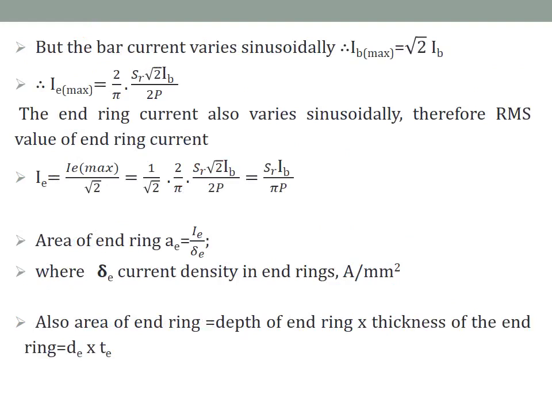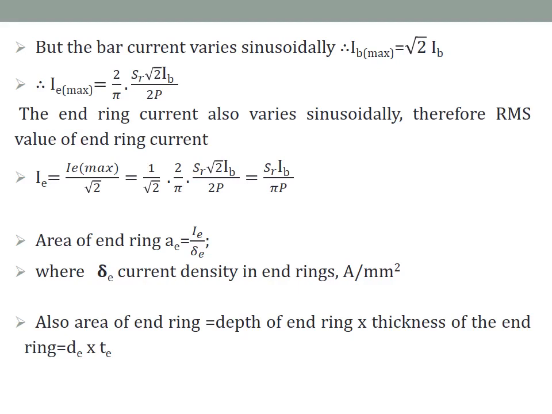Now, the bar current varies sinusoidally. Therefore, IB max is equal to root 2 into IB, where IB is RMS. Therefore, IE max is equal to 2 by pi SR, with IB max substituted as root 2 into IB, divided by 2P.